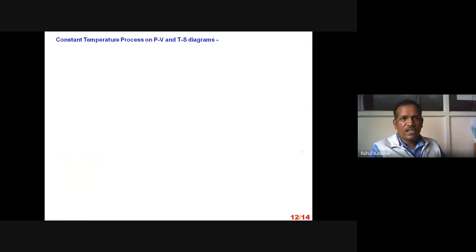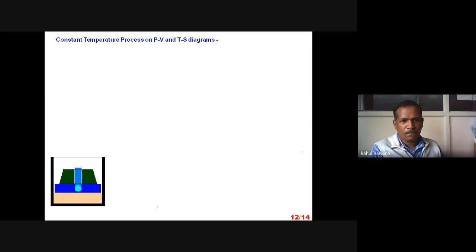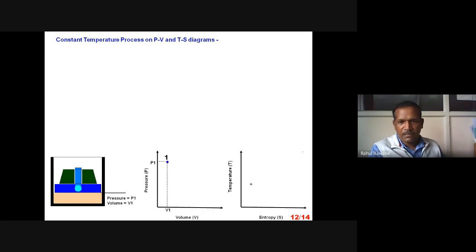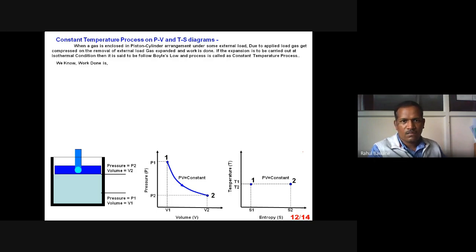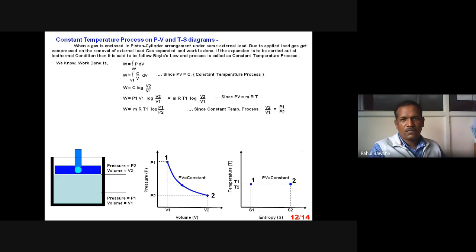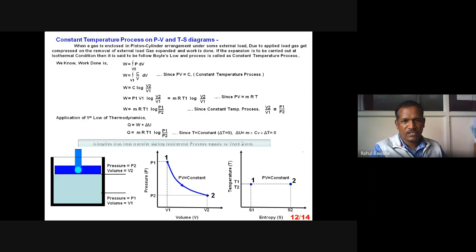Now the second last slide, when temperature is constant. If I keep the temperature constant, pressure and volume will interact with each other and are inversely proportional. But temperature is constant, so on the TS diagram we observe that there is no change in temperature. T1 and T2 are the same. And this is the work done at constant temperature. We already used this application of the first law.